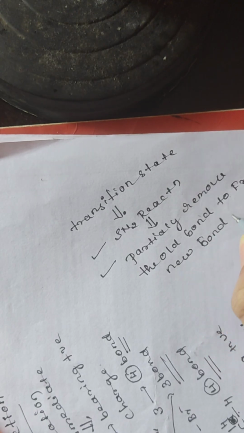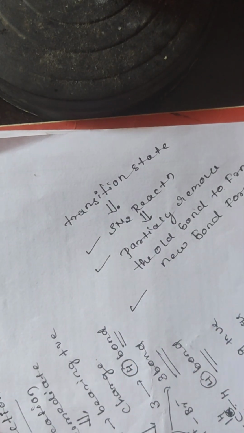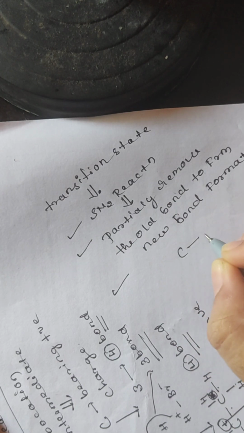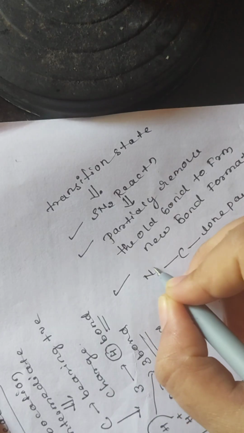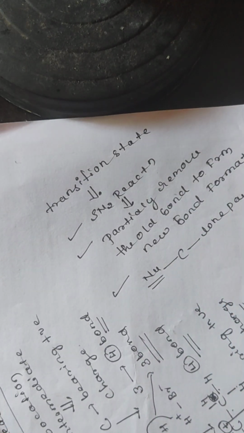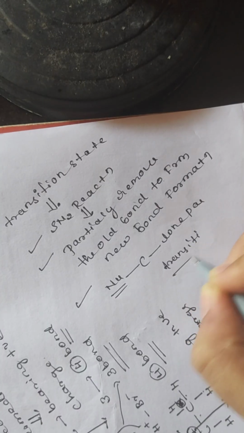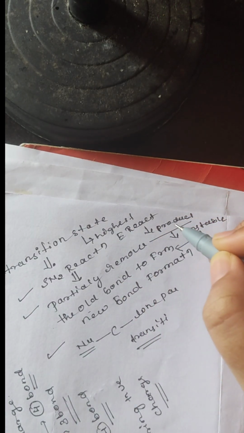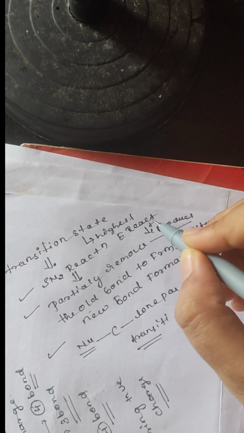Unstable state. Okay, the first point is that the old bond is partially removed. During the reaction the old bond is removed and a new bond forms. The nucleophile attaches on the side opposite to the leaving group. This is called inversion of configuration. This is a high-energy unstable molecule, but it is only a temporary state, an unstable state.